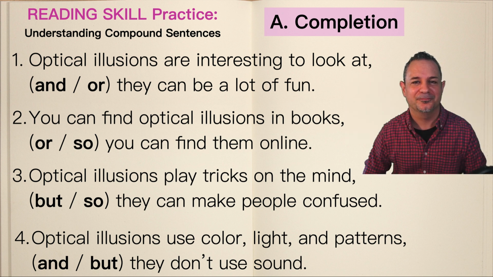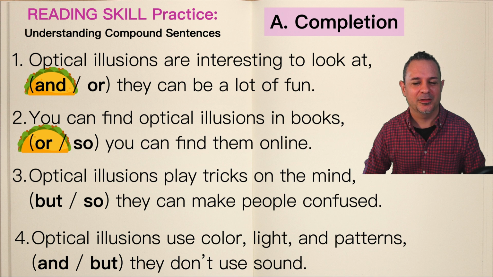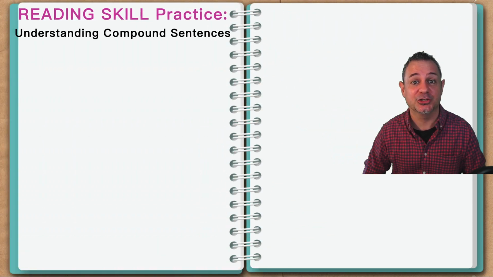How'd you do? Optical illusions are interesting to look at, and they can be a lot of fun. You can find optical illusions in books, or you can find them online. Optical illusions play tricks on the mind, so they can make people confused. Optical illusions use color, light, and patterns, but they don't use sound. Nice work. Let's do part B, which is also completion.